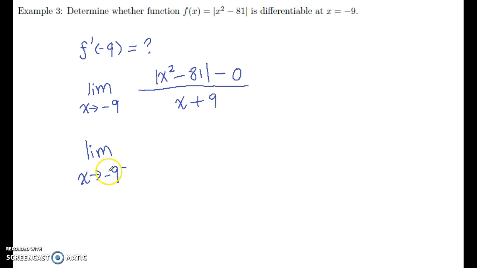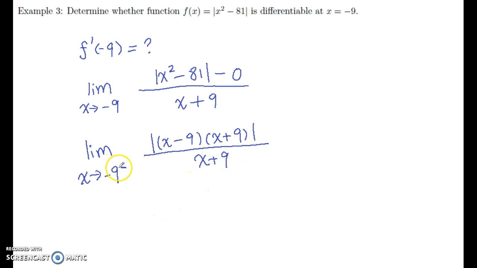So x approaches −9 from the left: the absolute value of x² − 81. If you factor it, keep it inside the absolute value: |(x − 9)(x + 9)|, with x + 9 in the bottom.